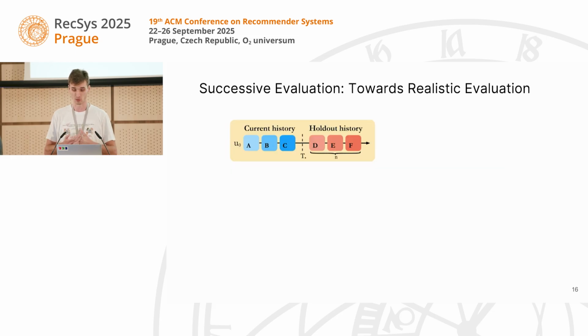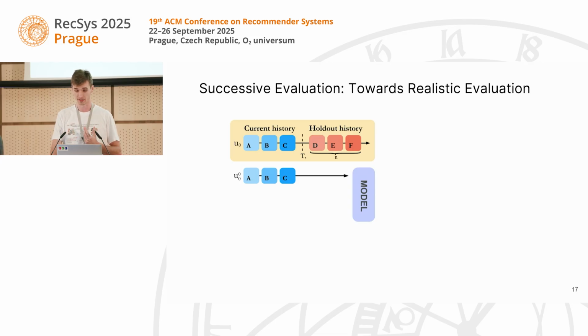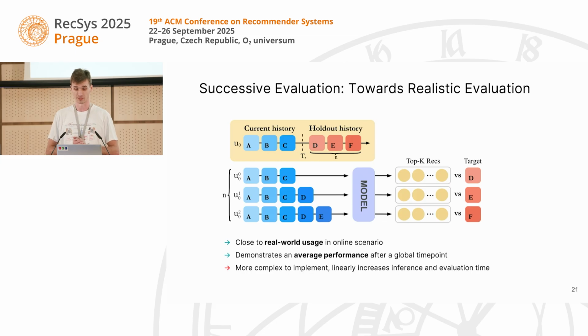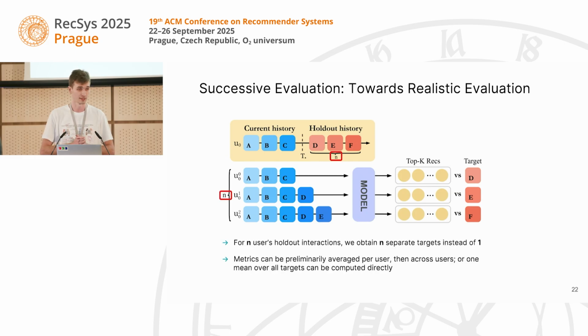Now let's take a closer look at the successive evaluation scheme. It uses each future interaction as a separate target while incrementally extending the user history. This mirrors real model usage in an online scenario and estimates an average post-cutoff performance. As a result, for n holdout interactions, we obtain n separate metric evaluations, cheaply enhancing robustness and capturing change in user behavior.